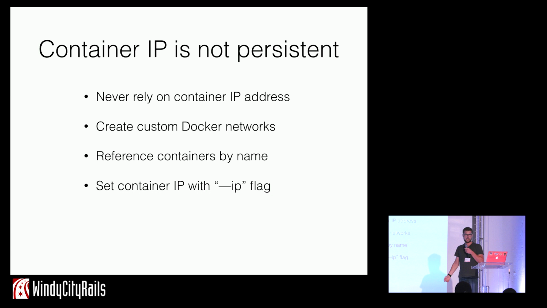So the rule here is do not ever rely on the IP addresses of containers. You can also use custom Docker networks. They're pretty cool. It's one of the newest features. Also, always reference containers by name, and the last flag is to use the IP address, which only works if you have a custom network.